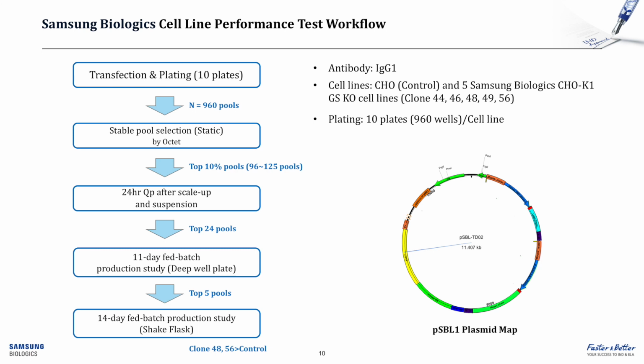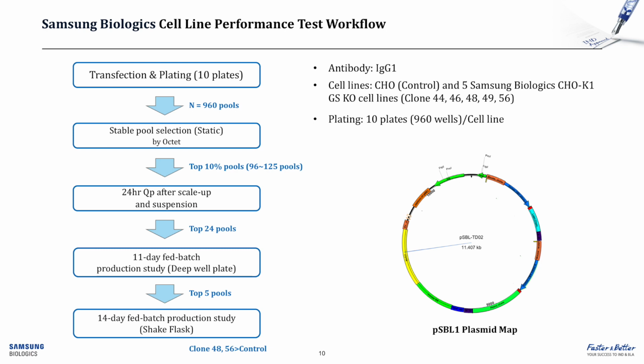Once we had cryopreserved the top 5 potential host cell lines, we went through an individual performance test workflow. Here we're expressing an IgG1 and going through the entire cell line development platform as described earlier, where we did transfections and selection in mini pools, so 10 96-well plates. Those individual wells were screened by octet, where we carried the top 10% for a 24-hour QP assessment after the initial scale-up in suspension and deep well plates. The top mini pools from there are again scaled up for an 11-day fed batch in deep well plates, culminating in the top 5 being screened by a 14-day fed batch study.